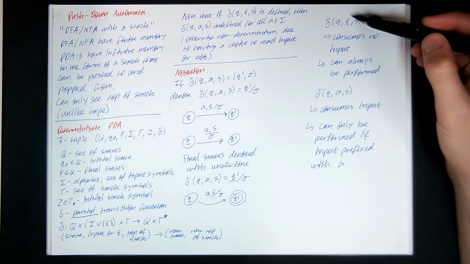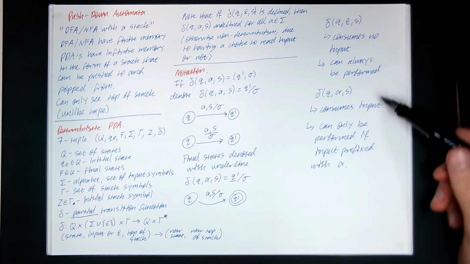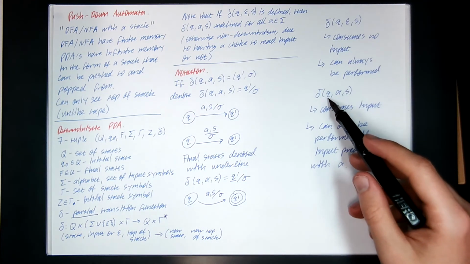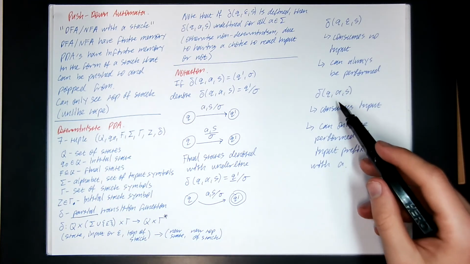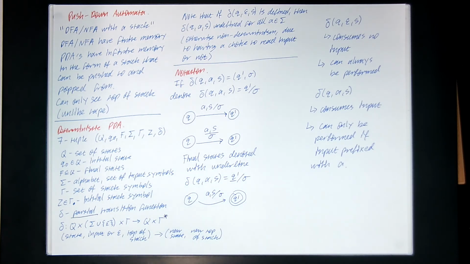Now, a transition that involves an epsilon input consumes no input and can always be performed, because any string starts with epsilon. But when I have delta of Q, A, S, I am going to actually gobble up some input, so I'm going to consume the A, and I can only perform that transition if the input was prefixed with A. So that's just the definition of a pushdown automata. And we'll go through some examples of how to create them for a language and how to convert context-free languages to pushdown automata. Because if a pushdown automata really is the automata corresponding to context-free languages, then we should be able to freely convert between one and the other.